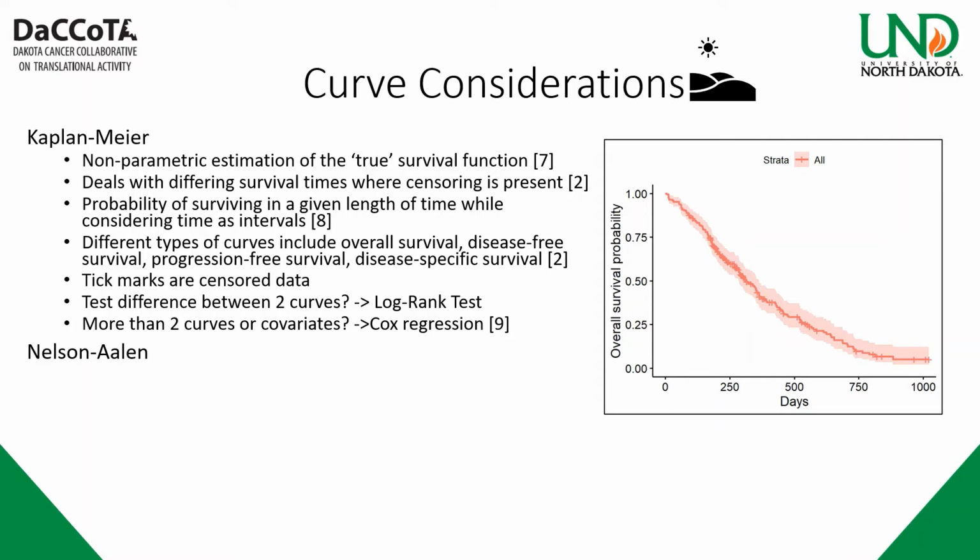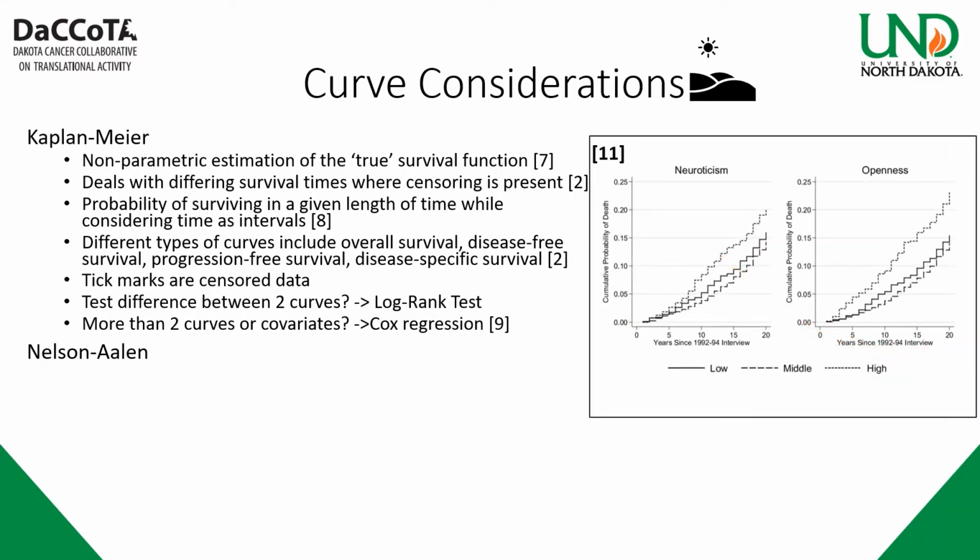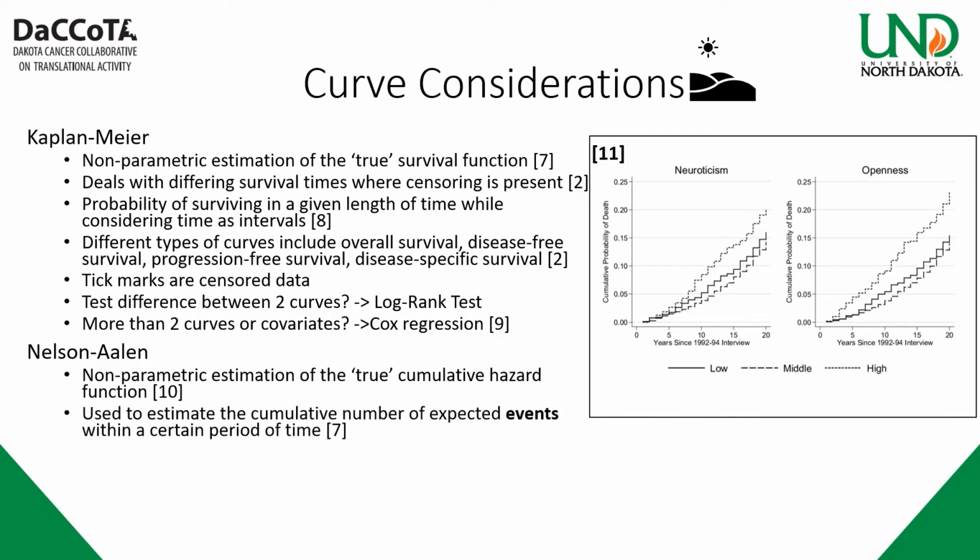Now, another common curve is the Nelson-Aalen. These are for cumulative hazards. So while with survival functions the Kaplan-Meier goes down, cumulative hazard goes up. We saw in Module 1 cumulative hazard functions as being continuous. They can also be discrete, like we see here. This is across different psychological personality traits, I think neuroticism and openness. And you can see the time, and depending on your low, medium, or high scores in these traits, you have differential cumulative hazard as you increase time. Again, this is a non-parametric estimation of the true cumulative hazard function. And it's used to estimate the number of expected events within a certain period of time. So more events in this period of time, higher hazard.